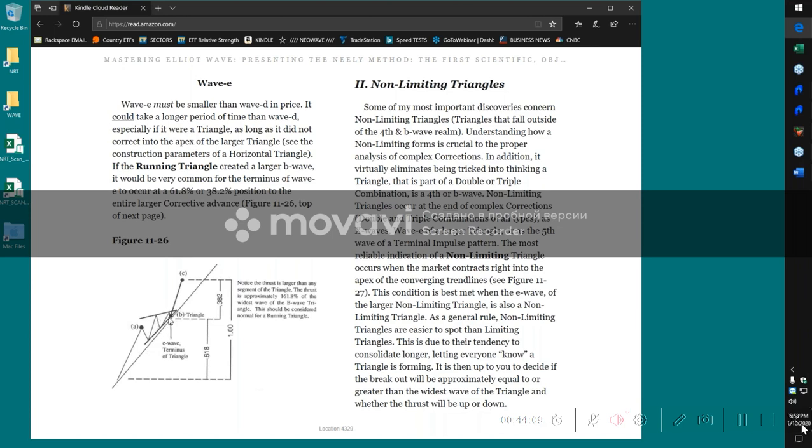Remember, violentness occurs in the direction of the trend. Slower action occurs as wave B, wave D, wave X, wave F if you're in a diametric. So that's how you know the difference.